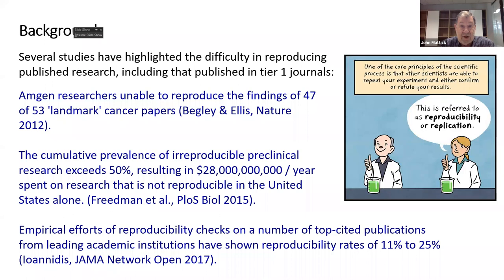A later report in 2015 showed that the cumulative prevalence of irreproducible preclinical research exceeds 50%. They estimated that this was a loss of $28 billion a year in the United States alone, money that was wasted on irreproducible research. And then in 2017, empirical efforts of reproducibility checks on a number of top-cited publications from leading academic institutions have shown reproducibility rates of only 11% to 25%. Put these numbers together, and at least half and possibly three quarters or more of all publications are not reproducible. And this is shocking.